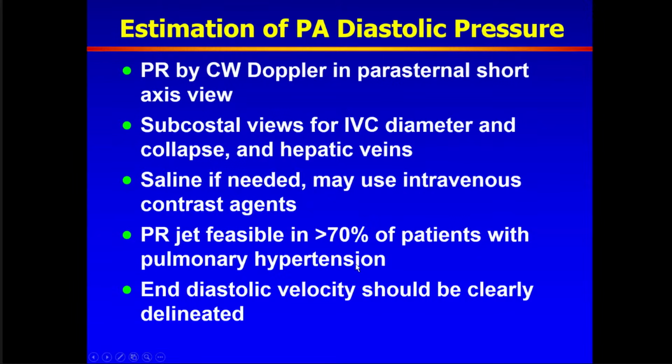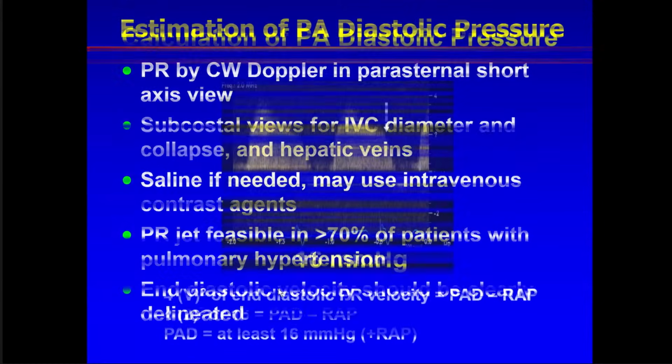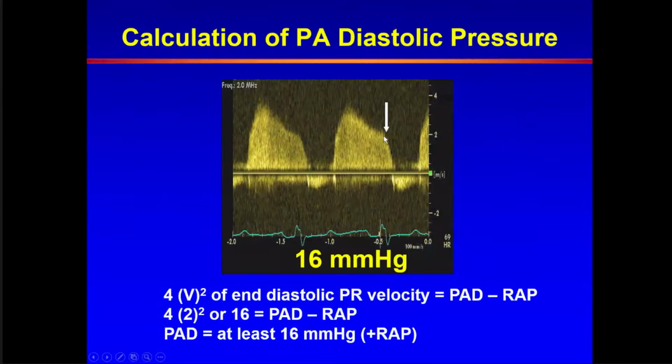Feasibility is lower than the TR jet in patients in general, including those with pulmonary hypertension, but in that group it is more than 70%. And the velocity we care for to estimate PA diastolic is the end diastolic velocity. Let's look at that example. This is an end diastolic velocity of 2 meters per second. If you do the modified Bernoulli equation, then the PA diastolic pressure is at least 16 millimeters mercury before adding RAP.